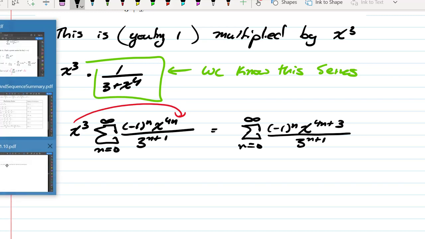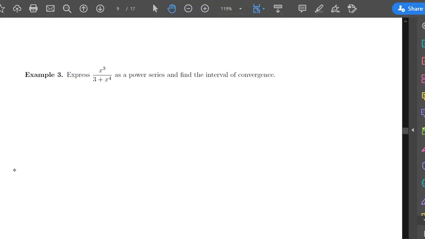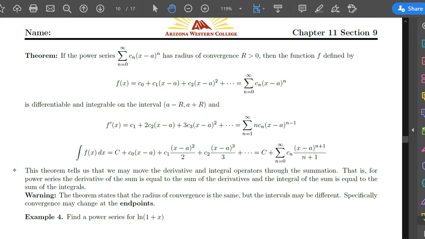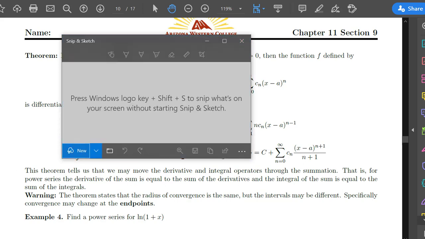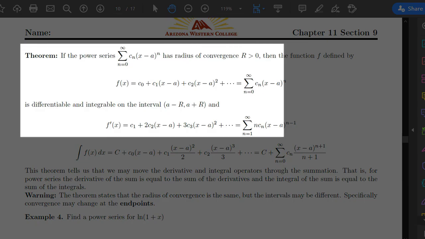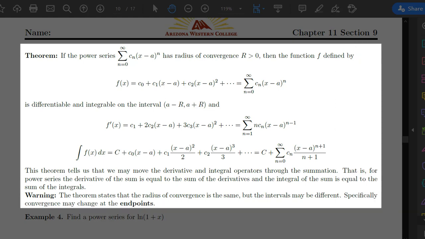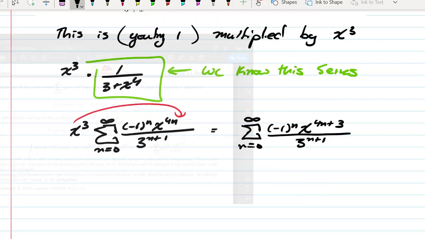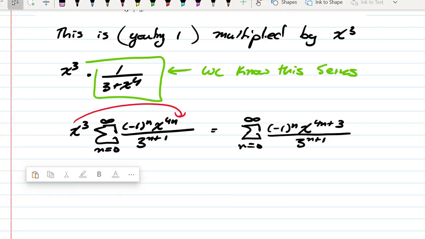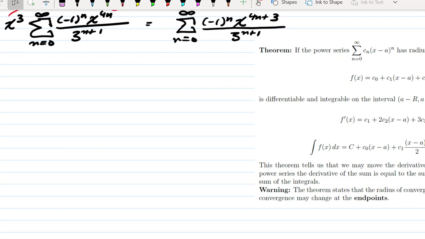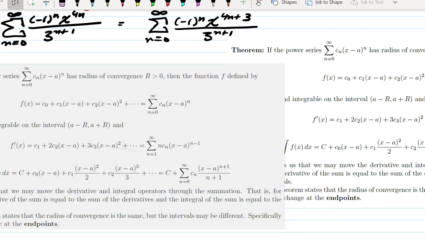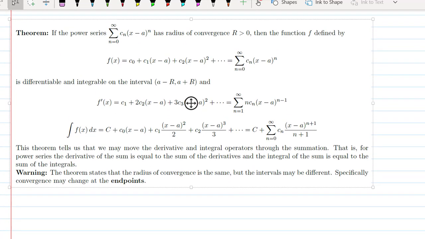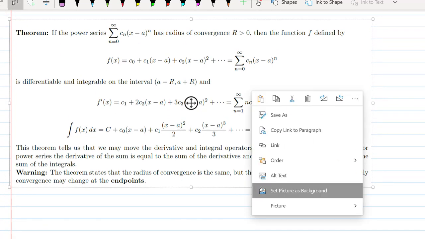All right. Our next example is going to use some theorems, namely the following. Our next theorem tells us when can we take the derivative of and when can we take the integral of a power series? And if we do, does it change anything about the power series? So our theorem says the following.